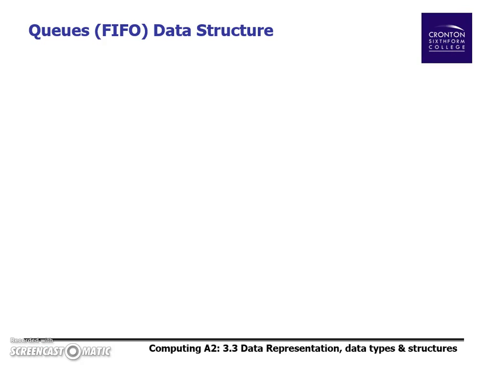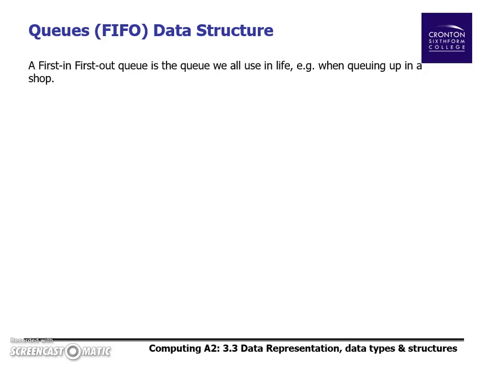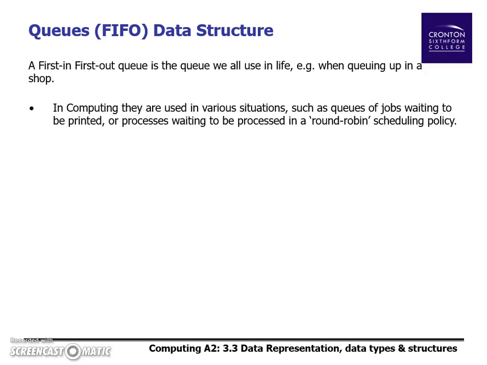So with queues, it's a FIFO data structure, so it's the first in, first out. And it's like a queue in real life if we were queuing up in a shop. The person at the front of the queue would be the first to be served. In computing, they are used in various situations, such as queues of jobs waiting to be printed, or processes waiting to be processed in a round-robin scheduling process.